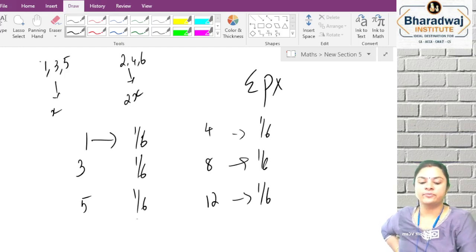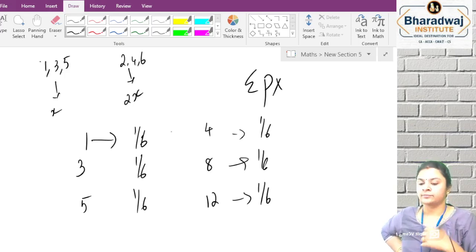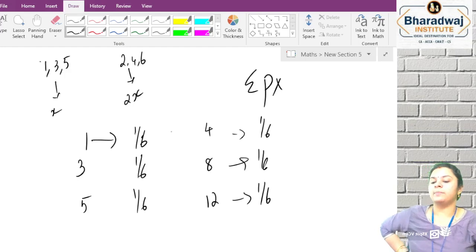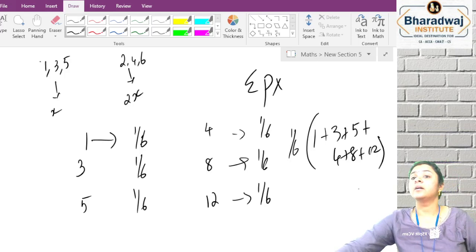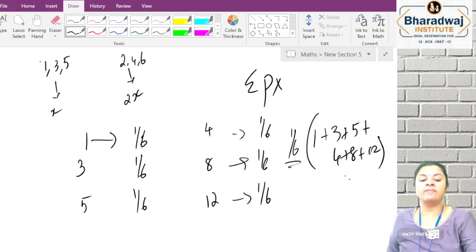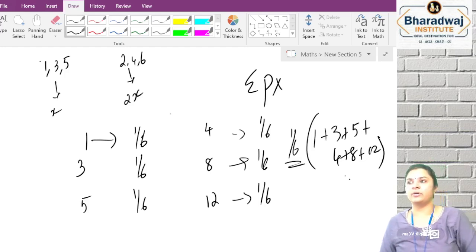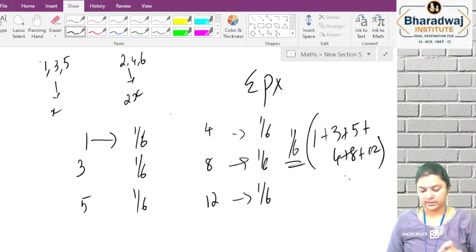So do px, sigma px. 1 into 1 by 6 plus 3 into 1 by 6, 5 into 1 by 6. Instead, we can directly put it: since all are 1 by 6, I can even do this: 1 plus 3 plus 5 plus 4 plus 8 plus 12. This shortcut will apply only when it is equal probability. If not equal, you have to do individual multiplication only. Yes? So total, let's do the working.